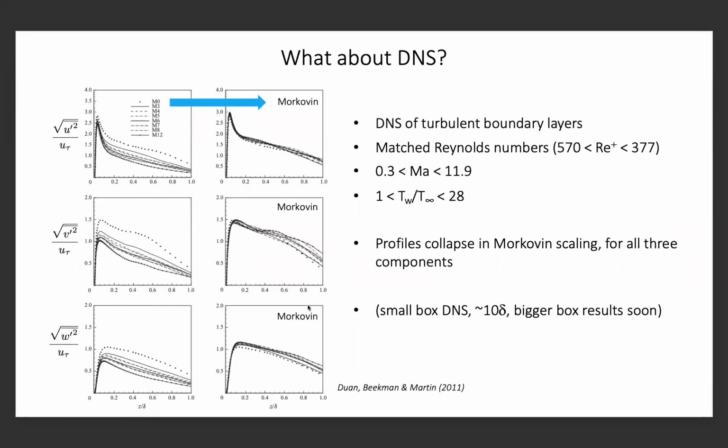And what it is is DNS done by Pino Martin in 2011. So it's been around for a while. It's in a relatively small box, but it's at matched Reynolds numbers, more or less. And the Mach number range is from 0.3 to 12. And for all three components of the turbulence, Morkovin scaling collapses the data. So this is very impressive. The bigger box results are coming soon, and they're basically going to confirm the same result. So Morkovin scaling using DNS works for all turbulence components.